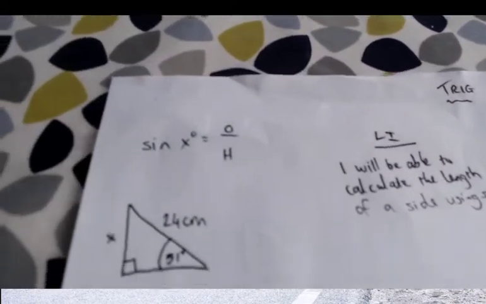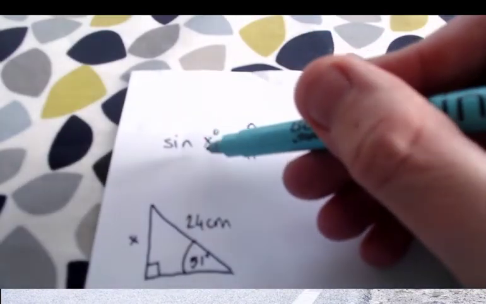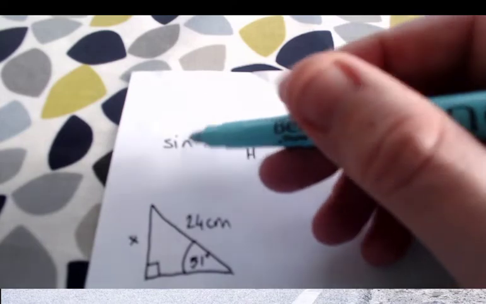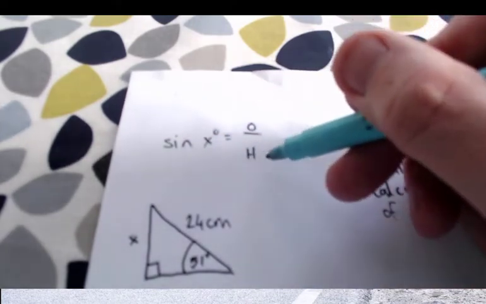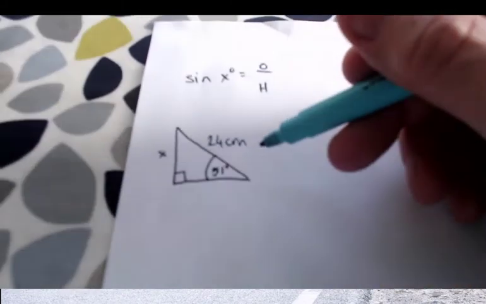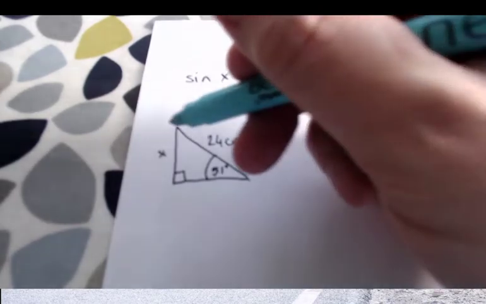So first and foremost, we'll remind ourselves of what the sine ratio is. Sine, remember it gets abbreviated, it's actually spelled S-I-N-E. We call it sine, we don't call it sin. So sine x is the opposite side over the hypotenuse. So in our question, we've got the triangle. We know that the angle in here is 51, that's 24, and that's called x.